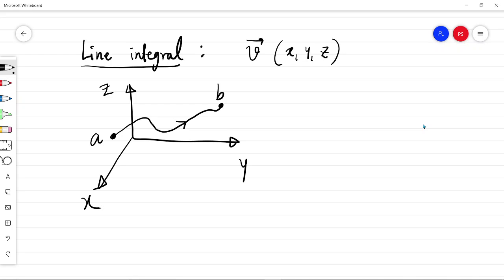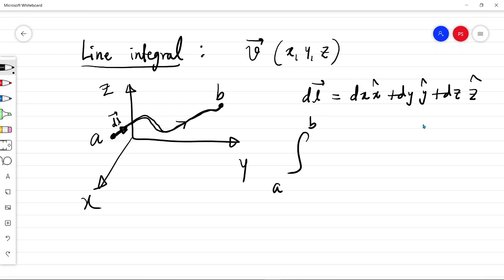Then we can assume an infinitesimally small line element dl bar. And as we have already discussed, this dl bar is just dx x cap plus dy y cap plus dz z cap. Then we define a line integral over this particular path as integral from a to b. Let us call this path as path p. So we will label or indicate that this is the specific path we are going to take while we integrate.